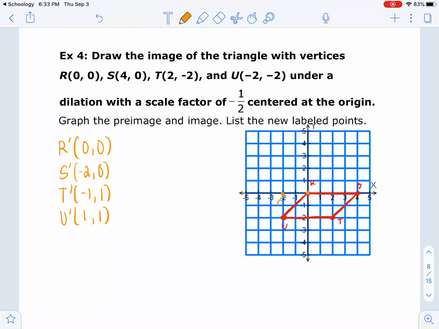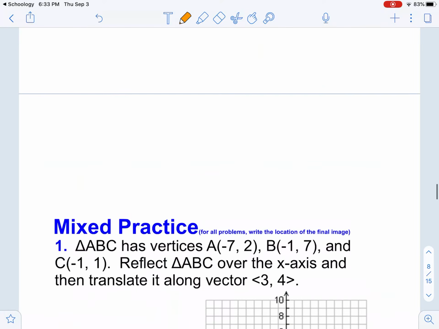0, 0, that's R prime. Negative 2, 0, that's S prime. Negative 1, 1, that's T prime. And 1, 1, that's U prime. So connect those points to form your new parallelogram. Notice it got smaller because it's half as big, but also it rotated. If you look here in the red figure, T was in the lower right-hand corner, and now it's in the upper left-hand corner. So you can see that it has rotated 180 degrees.